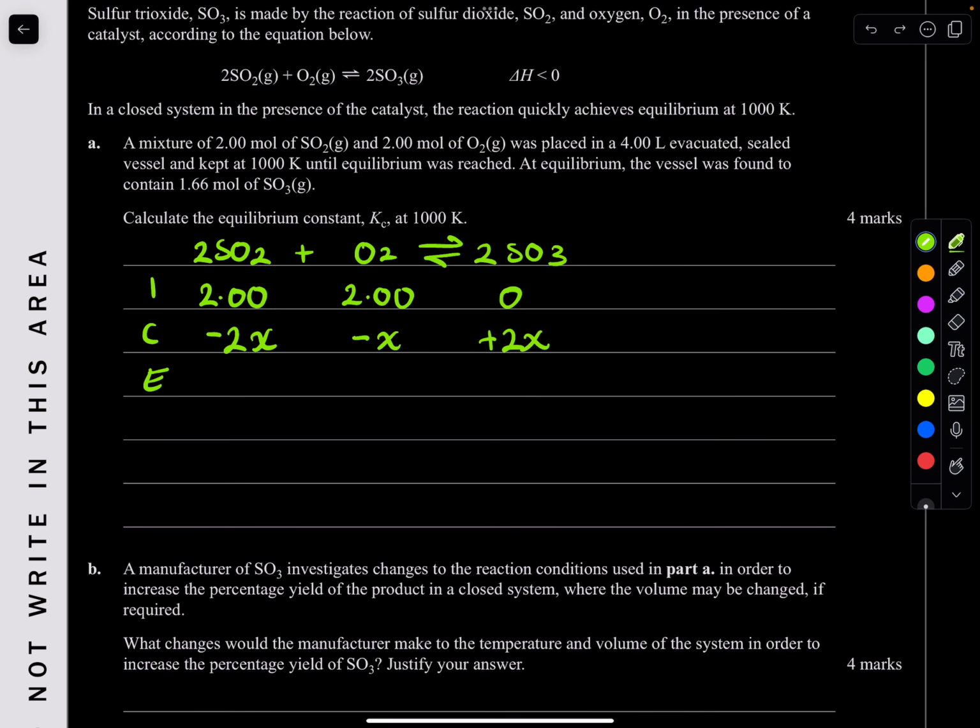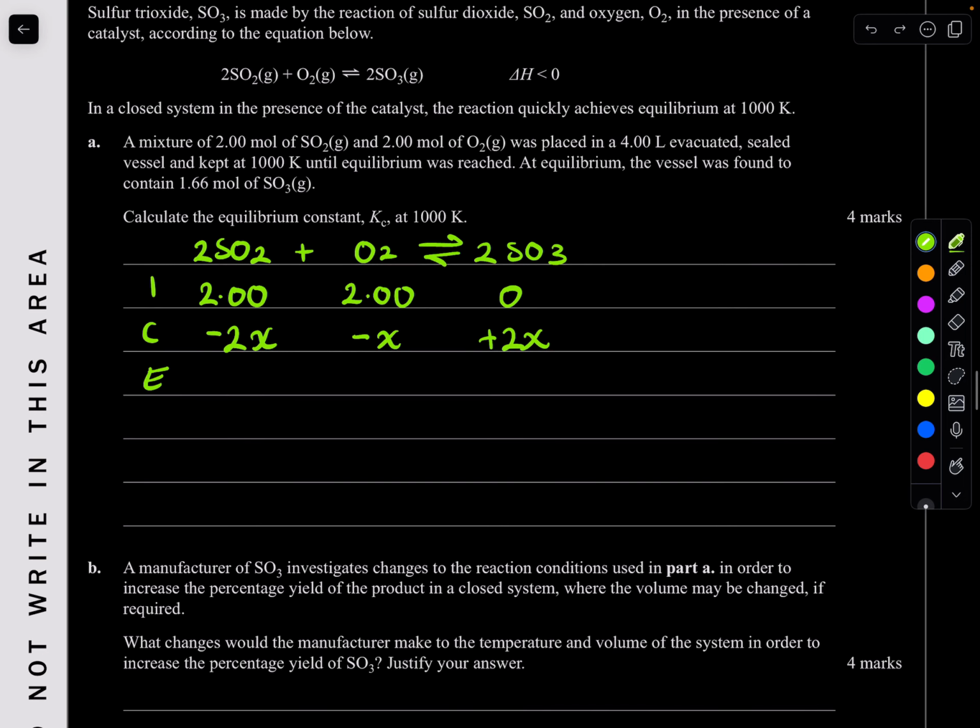And so we know at equilibrium, they told us that the mole of SO3 is 1.66. And so now it's a beautiful, easy question to answer. We know when you add these two, the initial and the change, it should equal to this. So if I added those, 2x equals 1.66, your x value is 0.83.